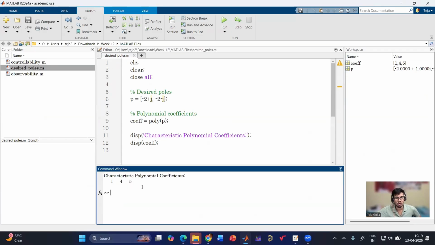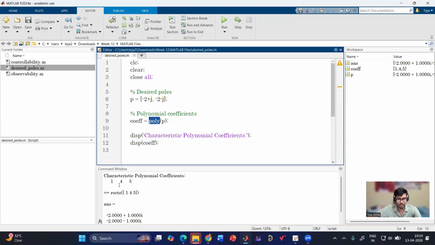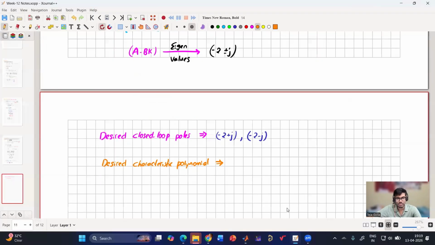So it is 1, 4, 5, right? I think there is a command roots of 1, 4, 5. Let us see if it works. Yes, so the roots command is to get the roots if these are the coefficients. So roots is to get the roots and poly is to get the polynomial. So my polynomial is s square plus 4s plus 5.